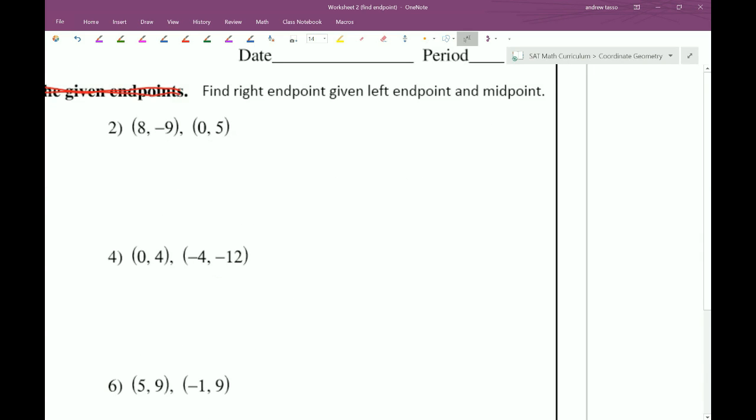So in this case, we're looking for the right endpoint. What we do here is a little different. We want to see what change is happening going from 8 to 0. And by the way, if you watched the previous videos, this is basically delta x. So we're going from 8 to 0, so we're going down by 8. And we want to apply that same change again. So from 0, we also go down 8, and we get to -8.